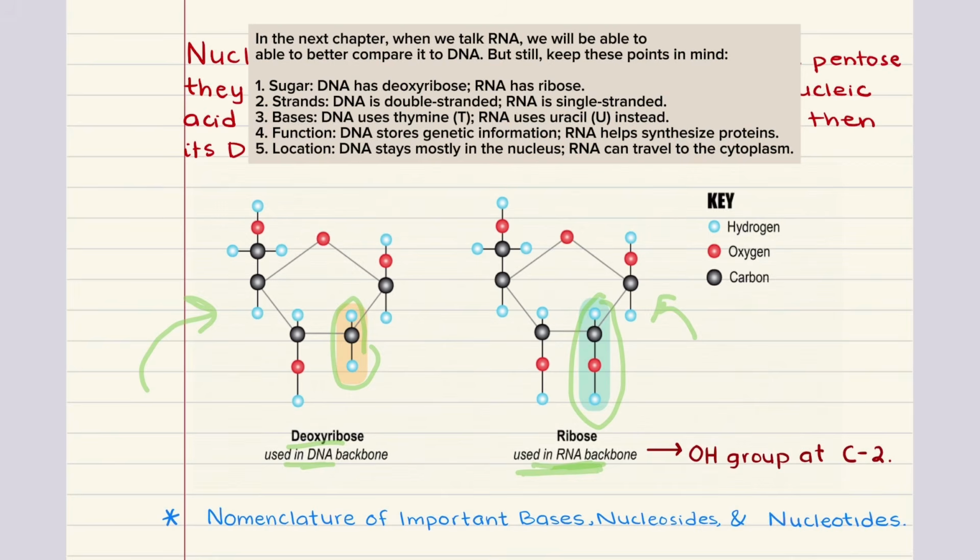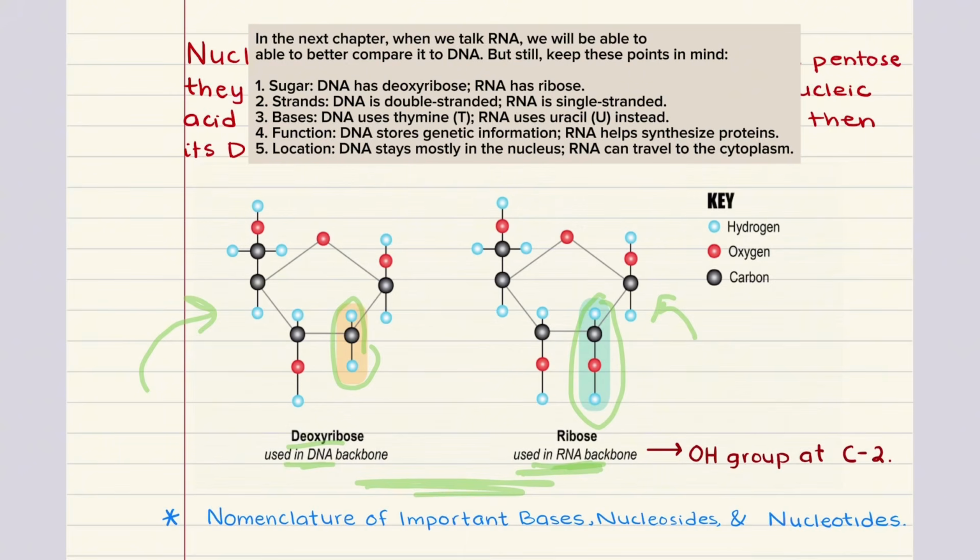RNA's extra hydroxyl group makes it more reactive and more easily broken down. That's why DNA is used to store long-term genetic information, while RNA is used for more temporary tasks like protein synthesis. And this distinction is something you should absolutely be able to recognize visually on the MCAT.